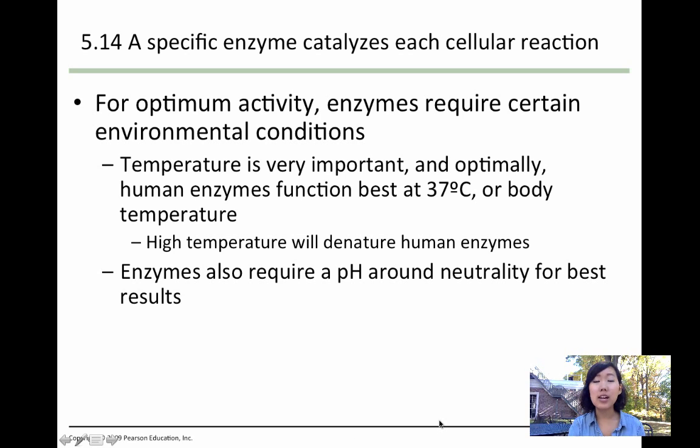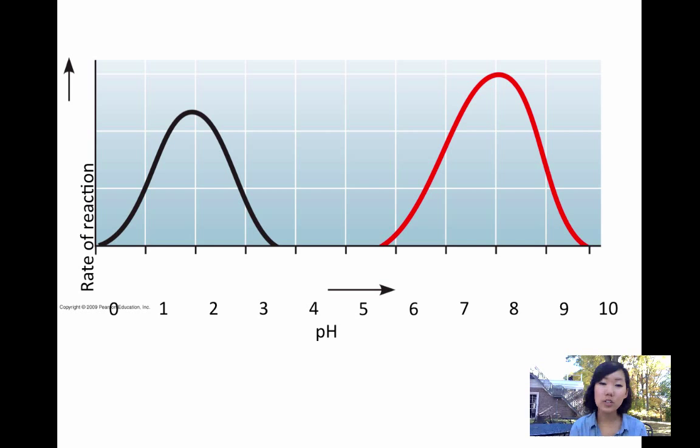The other thing that affects enzymes is pH. So the acidity or basicity of the solution will also affect the enzyme. This right here is just a picture of how pH affects the enzyme. This right here is an enzyme that would work at acidic conditions, and this right here is just a representation of an enzyme that works at basic conditions.